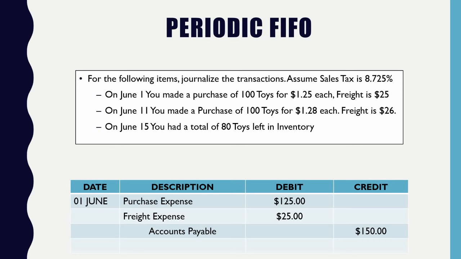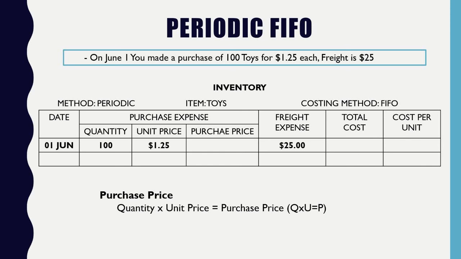You're always going to journalize first and then enter everything into your inventory worksheet. That's always the rule of thumb. The journal always comes first because you have to recognize: did you make a transaction, and does it affect your company? In this case, we're focusing on inventory. So you do purchase expense, freight expense, and however you paid for it, boom. Now we're going to be introducing you to the actual inventory worksheet.